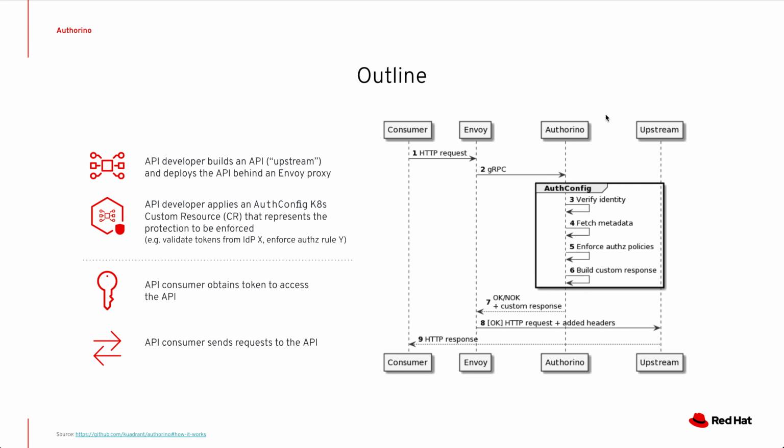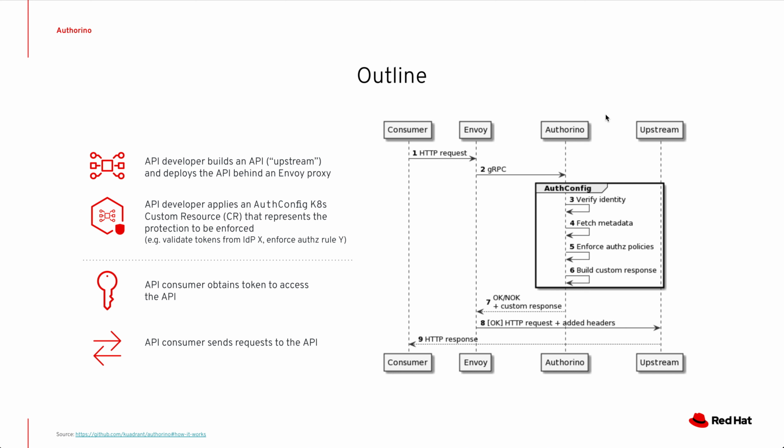Authorino will then look up an AuthConfig recipe and enforce that AuthConfig for that particular request or payload. It will verify the token or secret that is bound to an identity. Eventually, it will go out and fetch additional authorization metadata from external sources, given that it's part of the recipe, enforce all the authorization rules and policies, build instructions to Envoy about data to inject in the request or custom response to the client if that is the case, and return to Envoy with either OK or not OK.